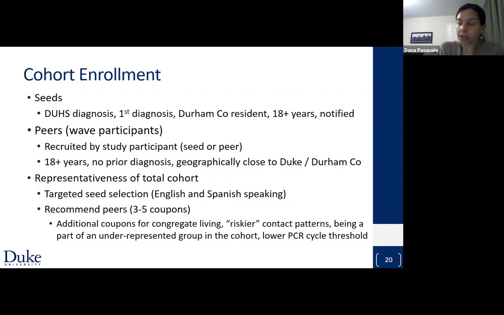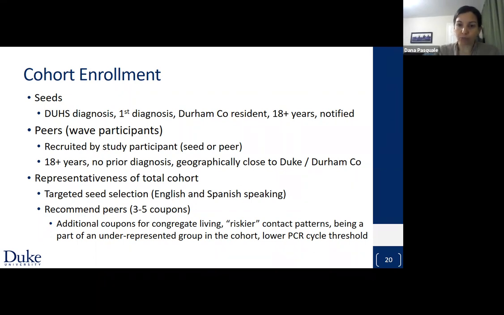So in Snowball, seeds will be anyone who was diagnosed with COVID at a Duke University Health System, DUHS, site. They have to be residents of Durham County and adults 18 years or older. Peers have to be recruited by a study participant. They have to have a coupon that hasn't previously been redeemed. They have to be adults as well and close enough to Duke University or within the county so that they can be tested.